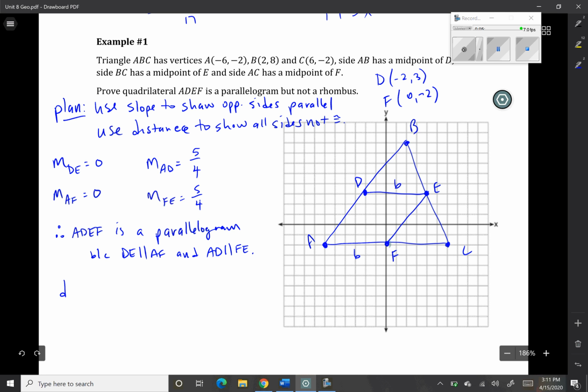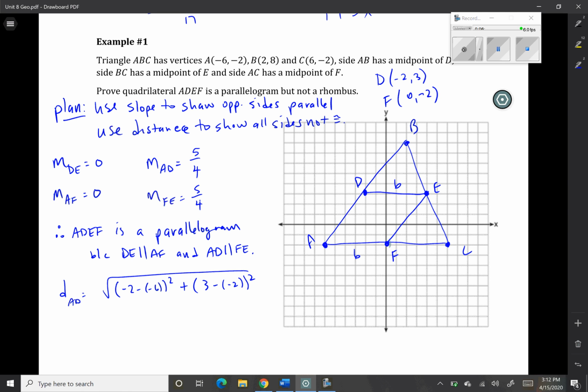So if I find the distance of AD, to go from A to D, I do my subtraction of my x values, so A and D: -2 minus -6, squared, and 3 minus -2, squared. So if I plug in everything that's underneath that square root symbol, I have -2 minus -6 squared plus 3 minus -2 squared.